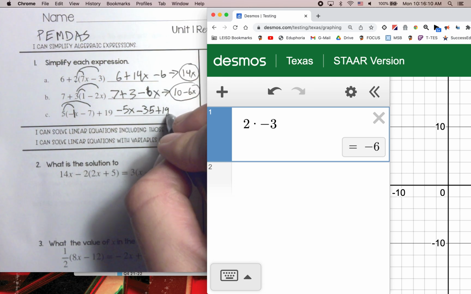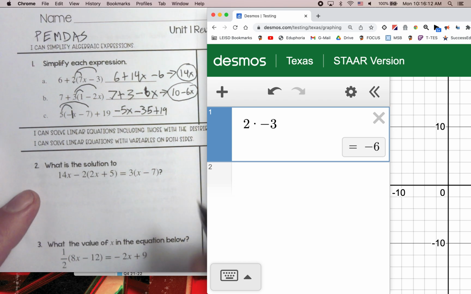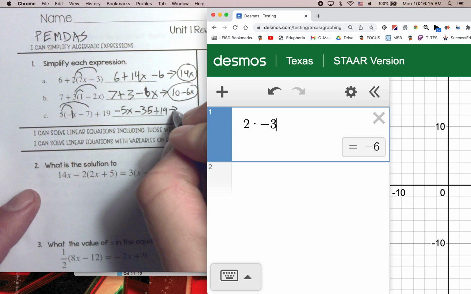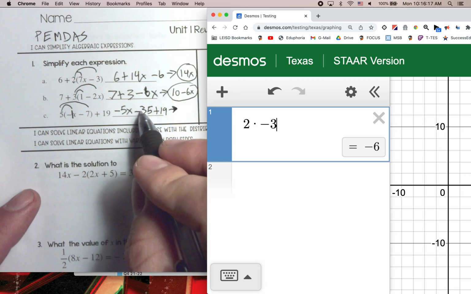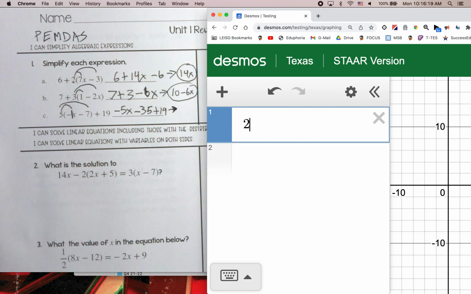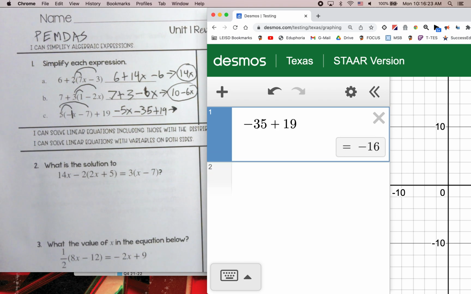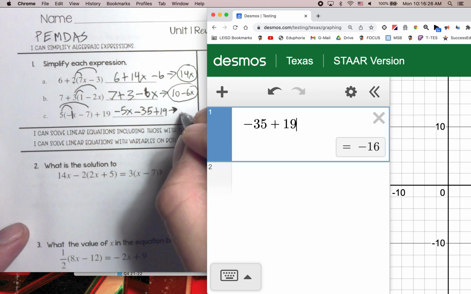Once again, I can combine like terms. So that simplifies to negative 35 plus 19. In my calculator, I'll type in negative 35 plus 19, which is minus 16. So I have negative 5x minus 16.